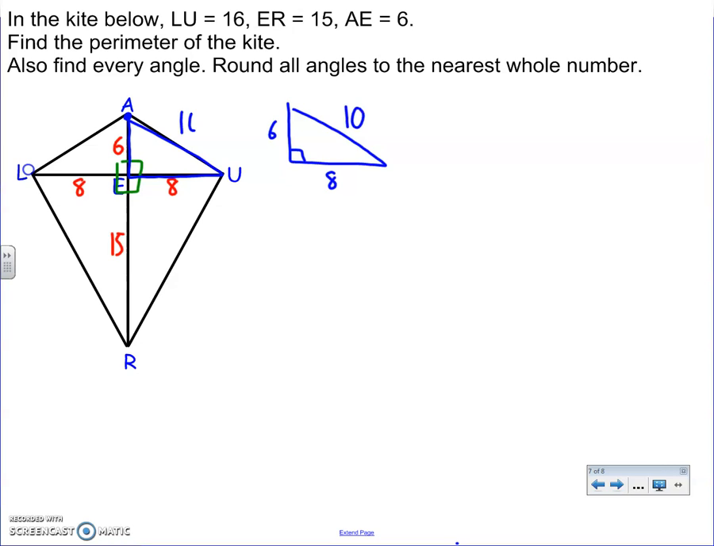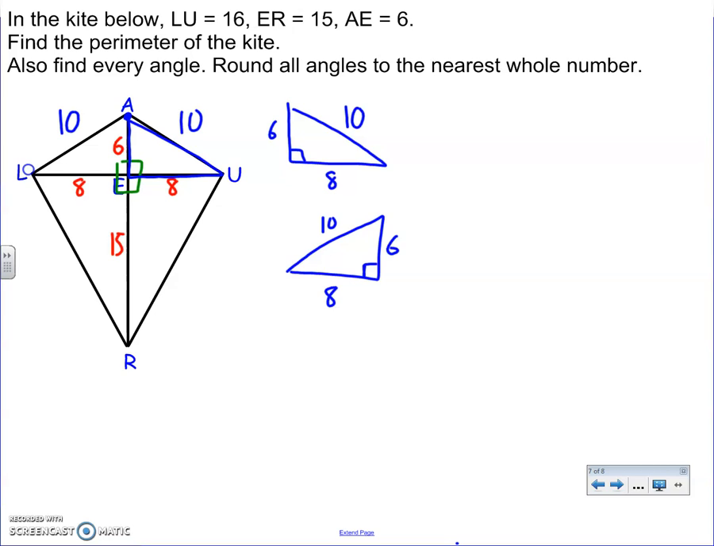So if this is 10, this other side's 10, because those two sides are congruent. Or you can say the top left triangle and top right triangle are the same thing. It's just backwards. If I drew the other side, it would have been 6, 8. It has to be 10. So the top two sides would be 10 and 10. LA is 10, AU is 10.